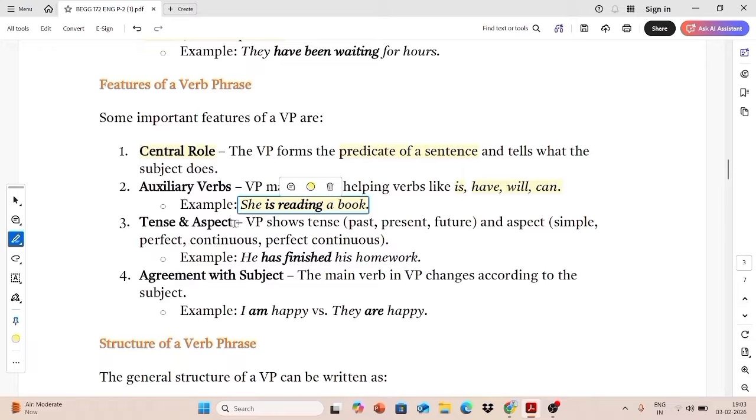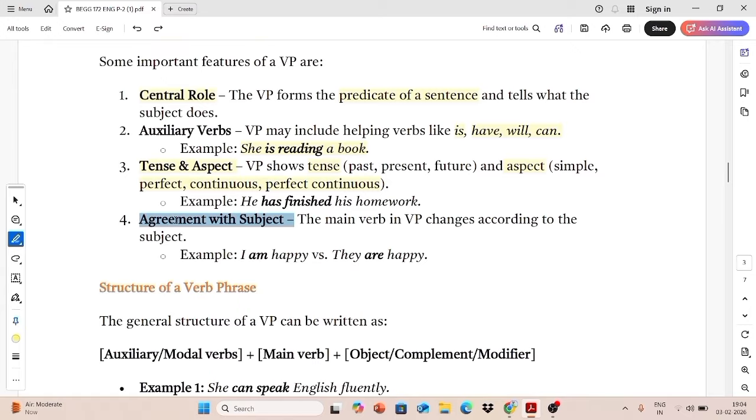Next is the tense and the aspect. Tense, as we all know, there are three main tenses, past, present and the future. Verb phrases show tense as we already discussed, and aspect. Is it simple tense, is it perfect tense, is it continuous tense, or is it perfect continuous tense, and all those. Example, he has finished his homework. So this is an example as to how verb phrases help us to understand the tense and the aspect of the sentence. Next is agreement with the subject.